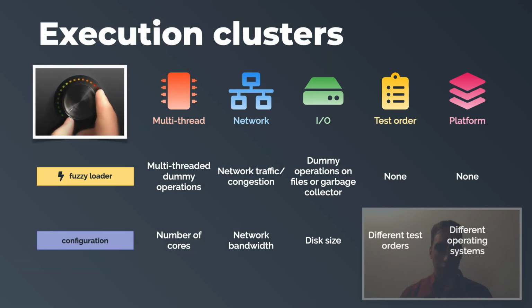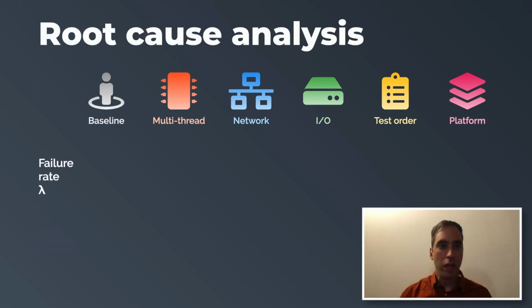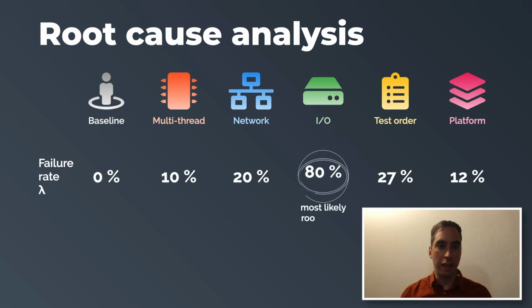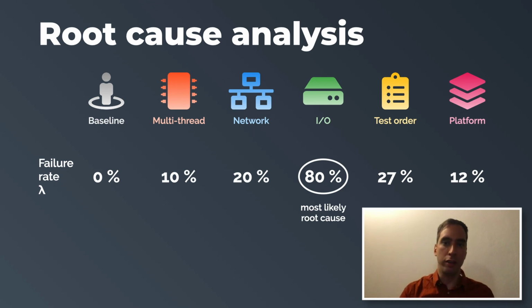Every time a test executes on a cluster, we change the load of the fuzzy loader and the container configuration. This will actively explore the non-deterministic dimension associated with the cluster. After we execute the test, we can compare the failure rate with a baseline cluster that executes the test without perturbing the execution environment. We select as the root cause the cluster that has a failure rate that differs the most with respect to the failure rate of the baseline cluster. In this case, it is the I/O cluster.